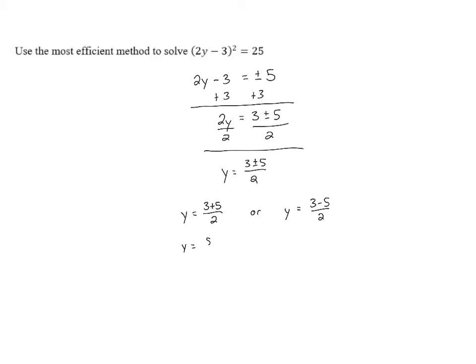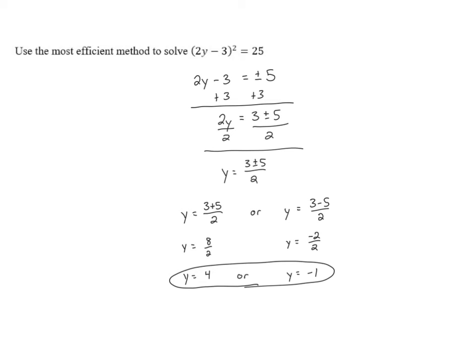3 + 5 is 8, so this becomes 8/2, which is 4. And over here, 3 - 5 is -2, so we have -2/-2, which is -1. And so in this case, we end up with y = 4, or y = -1. And that is our final answer.